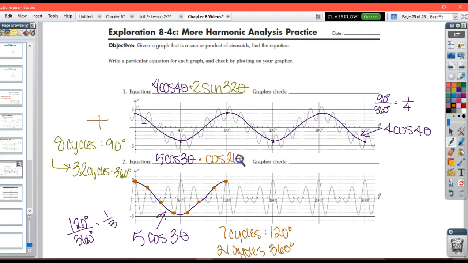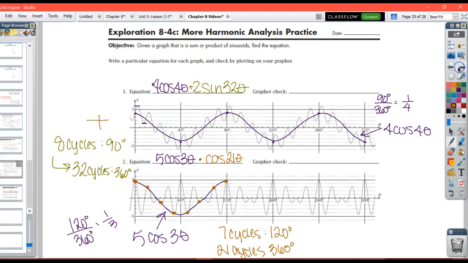So the cosine is 21 times smaller than it normally is. And again, this one was different because my first tangent point started at the y-axis, and so I didn't count this one like the others, 1, 2, 3, 4, 5, 6, 7, 8, because nothing happened here, and we had 7 full cycles in between.